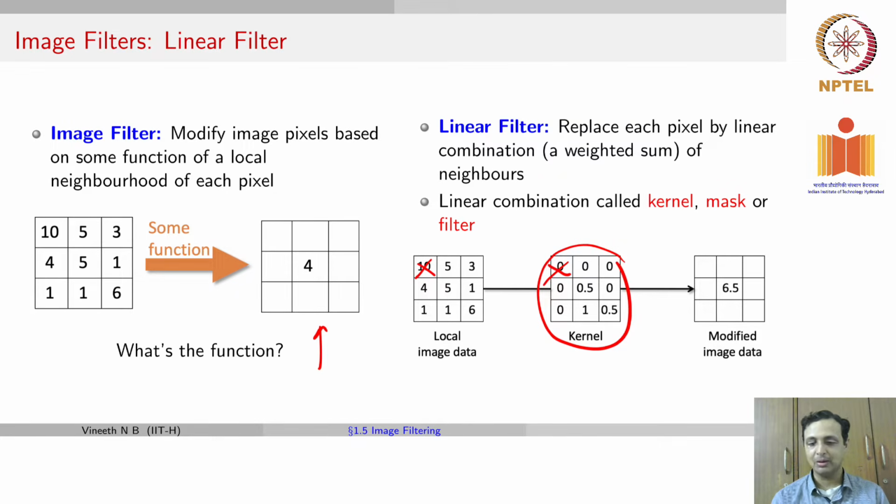So here is another example of a linear filter where you take this particular kernel that you see here and simply do a linear combination of the original image with this kernel, and you get the output to be 6.5.